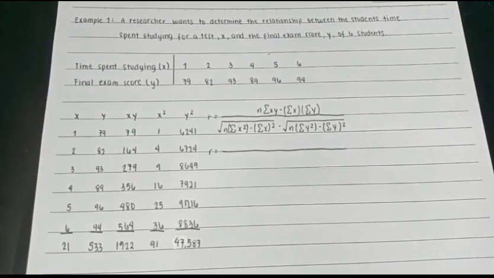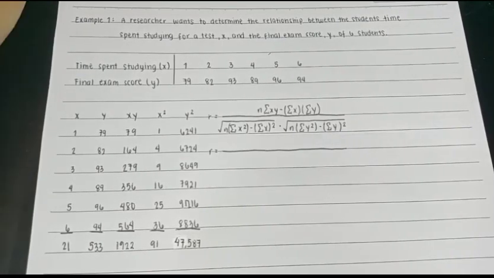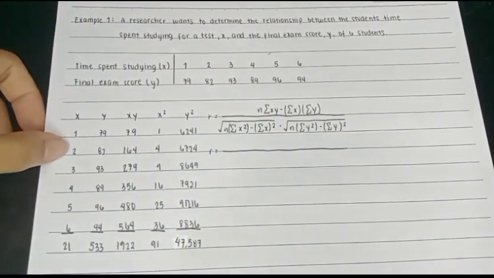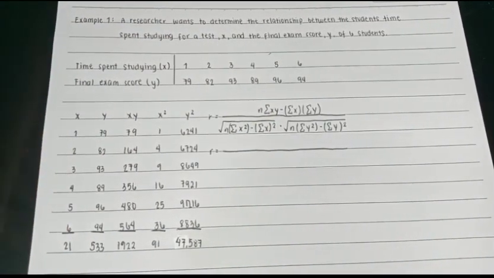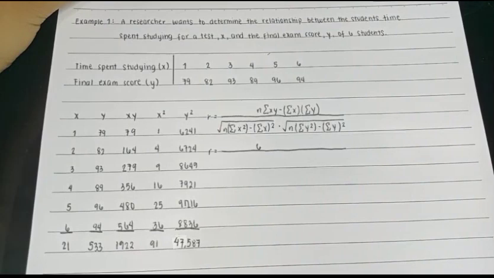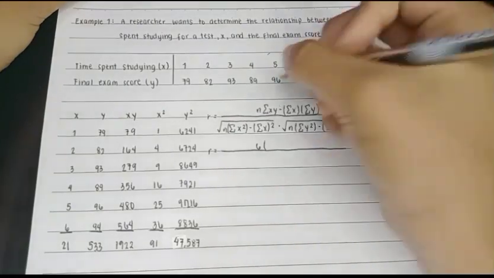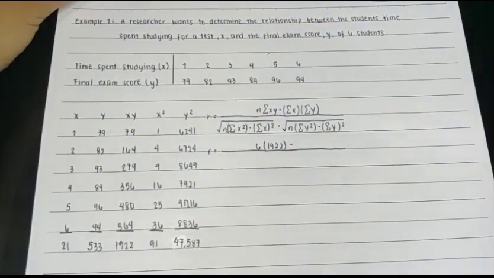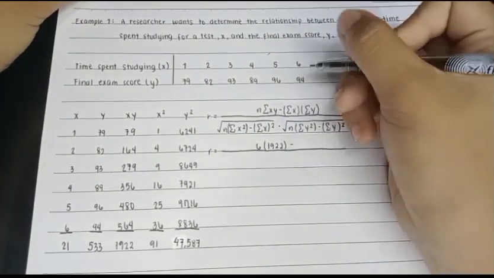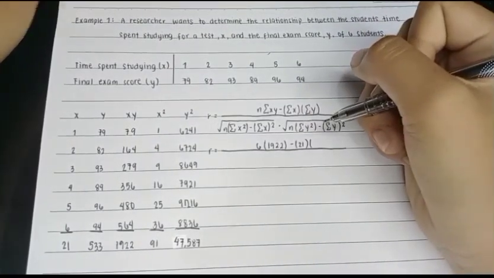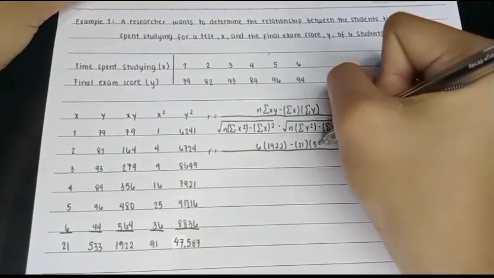So, R or coefficient correlation is equal to, our n is 6, which is 1, 2, 3, 4, 5, 6, the sample size. Substitute lang natin. Then the value of our xy is 1,922 minus the sum of our x, which is 21, and the sum of our y, which is 533.